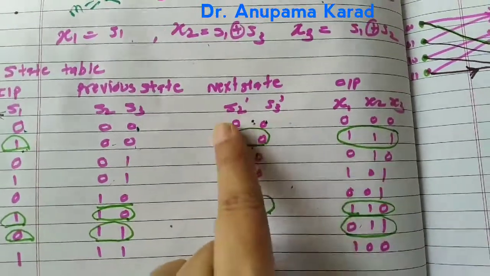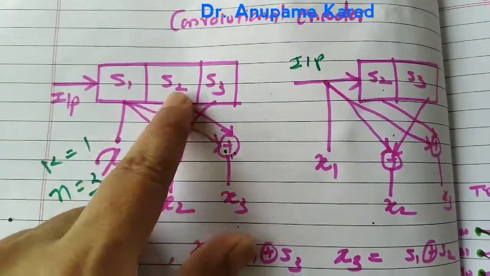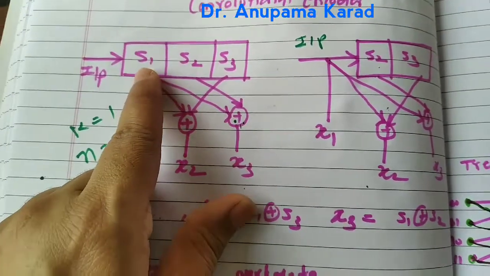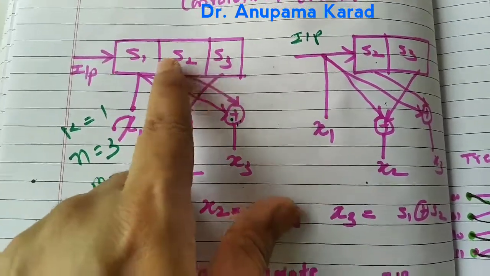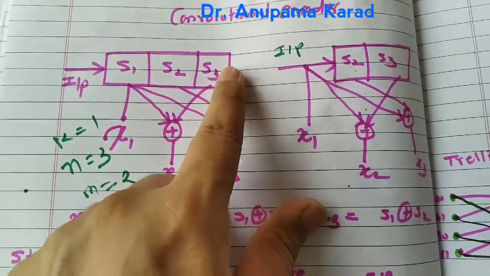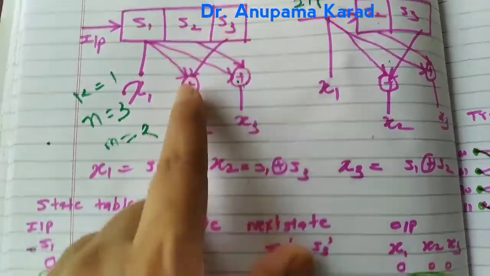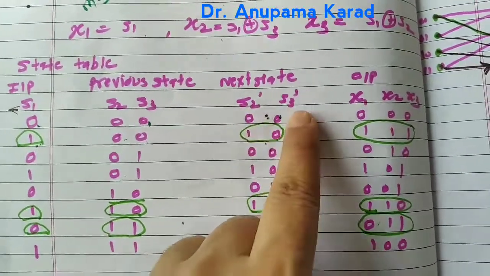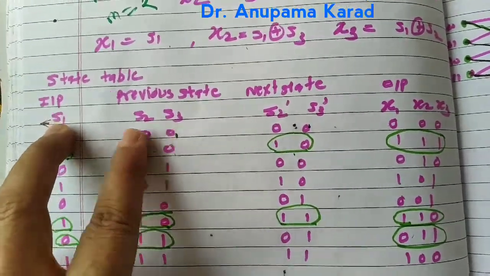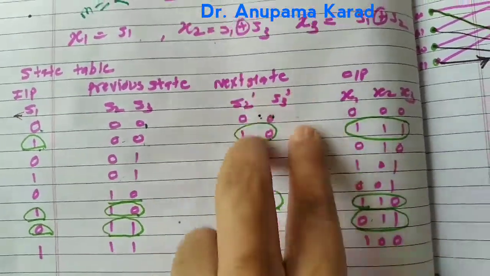So now what are the next states? You know that in shift registers, next states will be S3 will go out, S2 will be here and S1 will be here. So next states will be S1 S2. So to find the next states, you have to copy these 2 columns. So these are copied here.